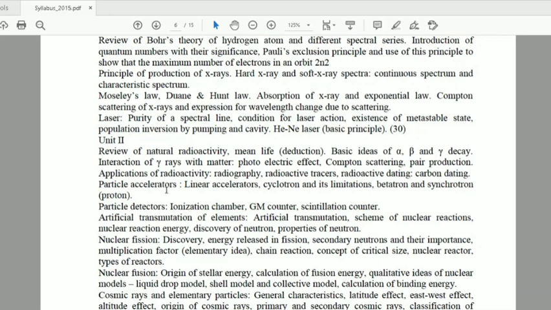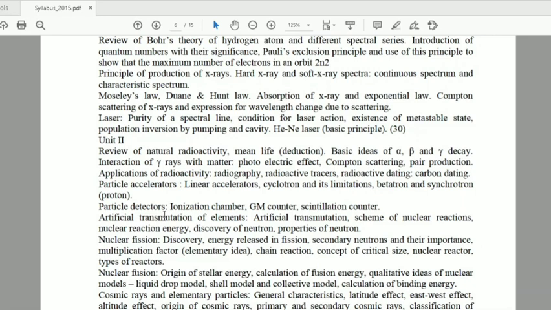Then we'll go over to something called the particle accelerators. These are devices which can be used to accelerate particles to very high energies. So different kinds of accelerators are there, which we'll be covering during the course of this semester. Linear accelerators, cyclotron and its limitations, betatron and synchrotron. We'll study about these three kinds of accelerators.